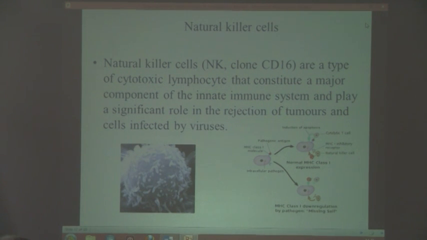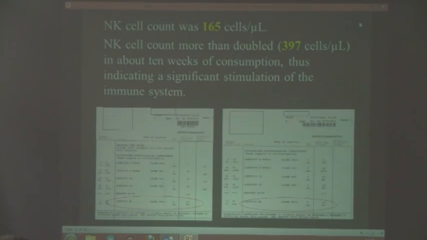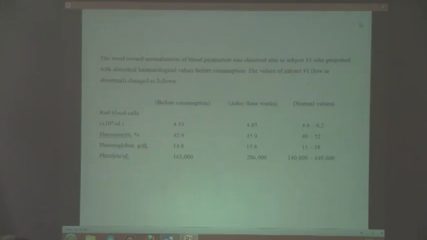Okay, so natural killer cells, NK, cytotoxic lymphocytes, and they attack tumours. Let's move on. The natural killer cell count went up from 165 to 397. That's more than double, in 10 weeks. Excellent result. Let's move on again. Okay, let's skip this one.